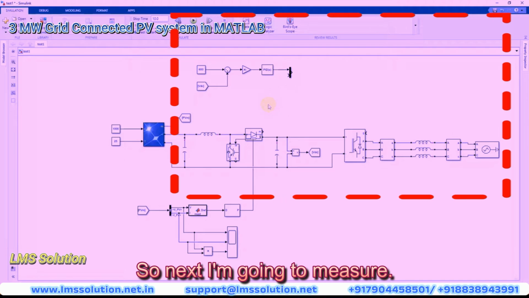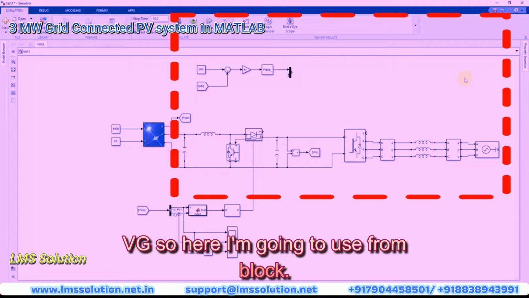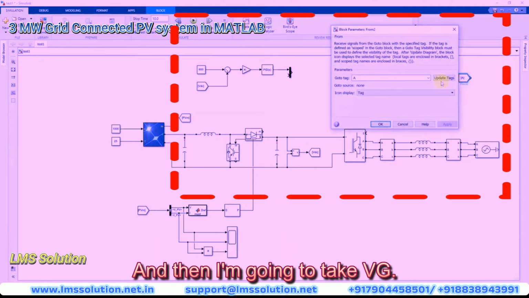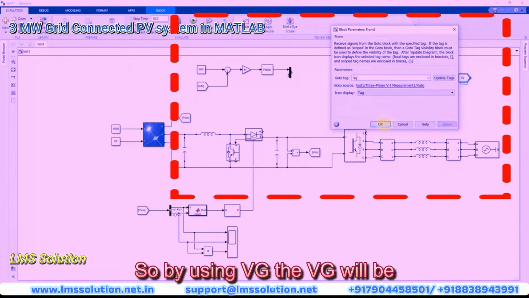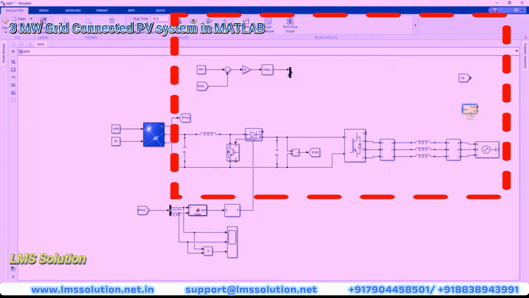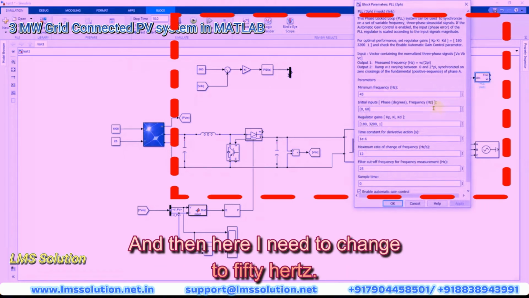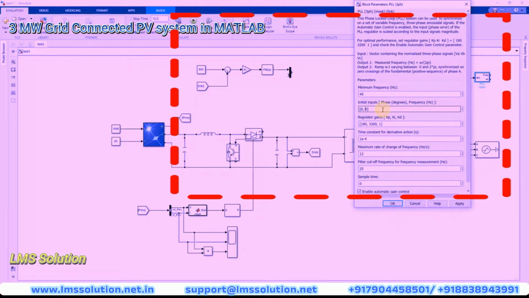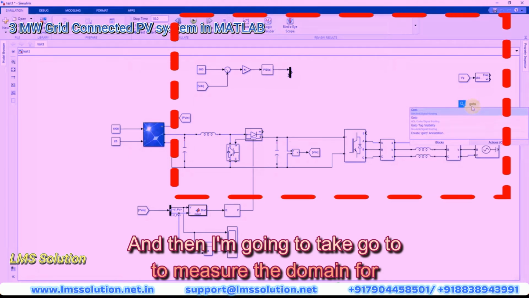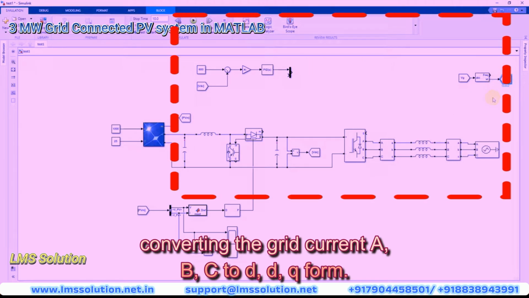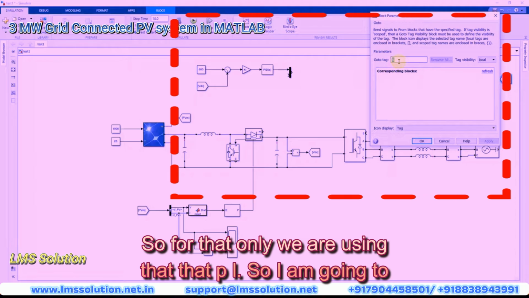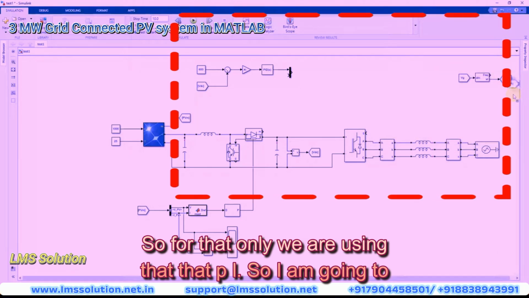So next I'm going to measure VG. So here I'm going to use a From block, and then I'm going to take VG. So the VG is going to be processed via PLL. So PLL replace, and then here need to change to 50 Hertz, and then I'm going to measure the domain converting the grid current ABC to DQ form. So for that only we are using that PLL. So I'm going to take this one.